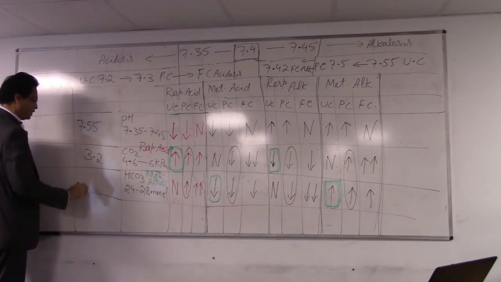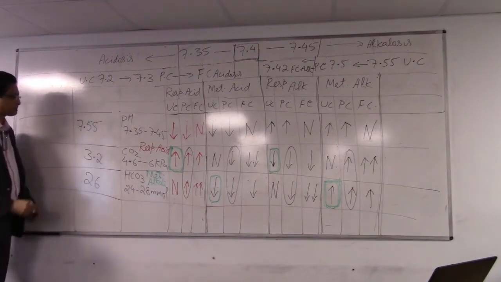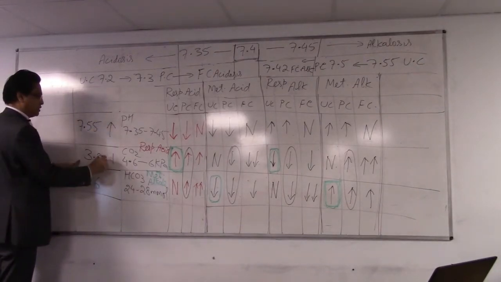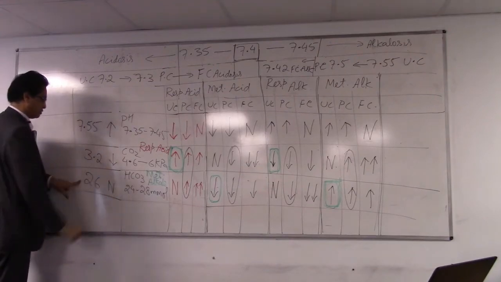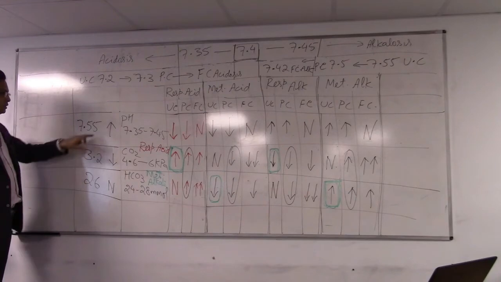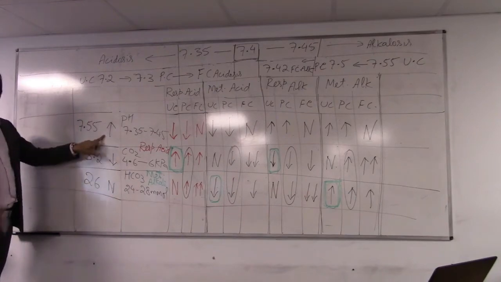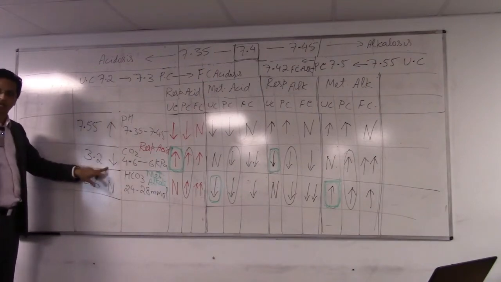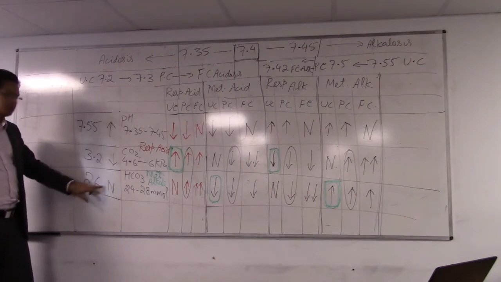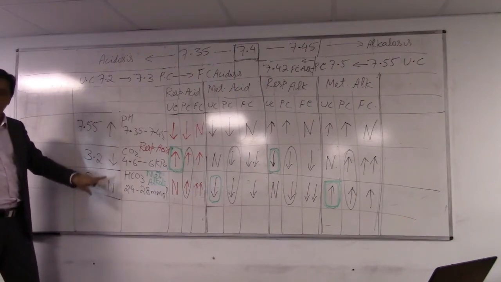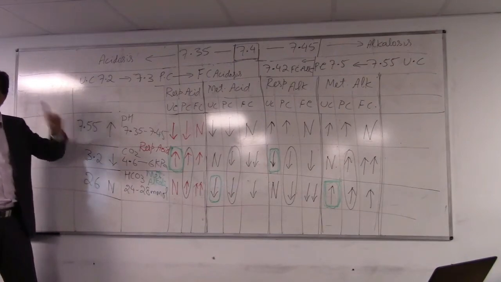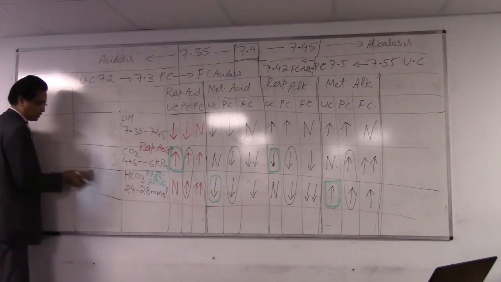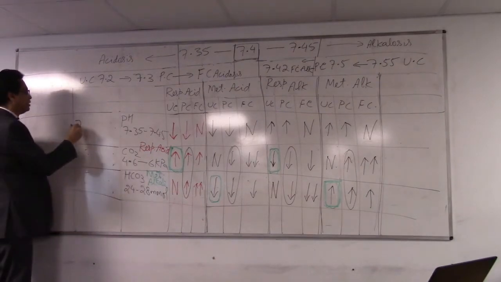And 26. pH is? High. Carbon dioxide is? Low. Bicarbonate is? Normal. So pH high means alkalosis. Carbon dioxide low. Are they facing opposite each other? Yes. So it is respiratory alkalosis. The bicarbonate is not changed, so it is uncompensated respiratory alkalosis. Are you okay?